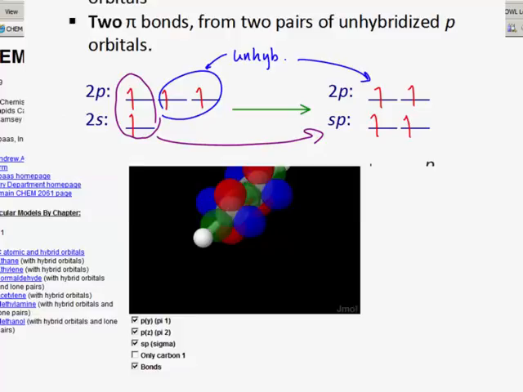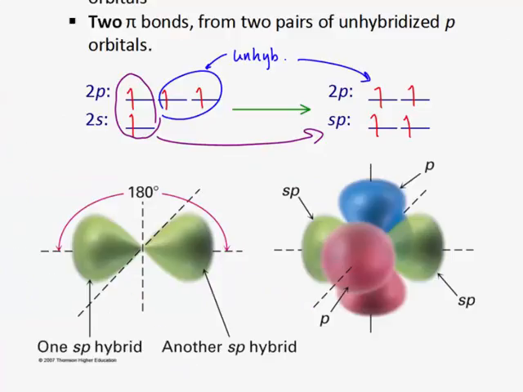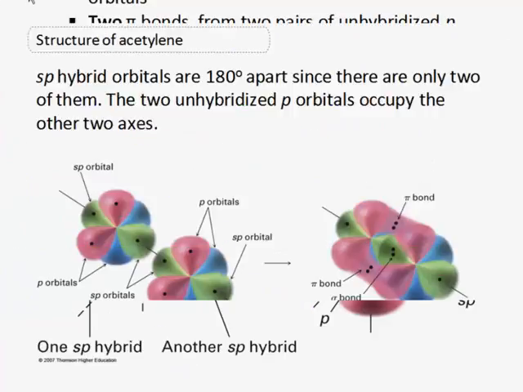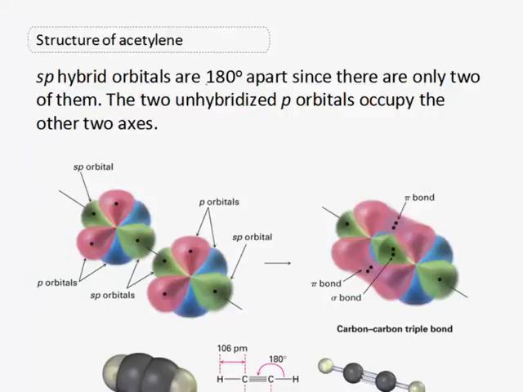So let's take a look a little more closely at how that structure works. I said they're 180 degrees apart since there's only 2 of those hybrid orbitals. The 2 unhybridized orbitals occupy the other axes. So right here, we see these sp hybrid orbitals making a sigma bond between the 2 carbons. That's in the middle.